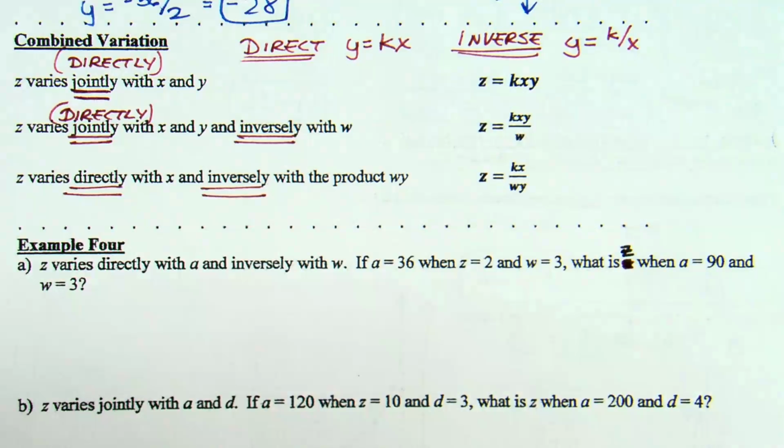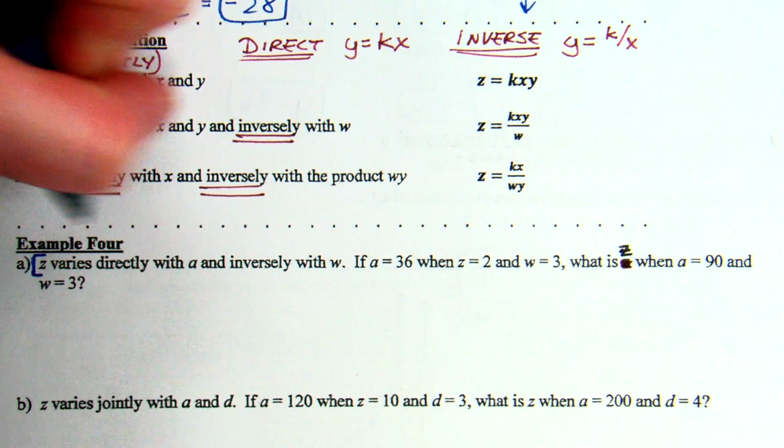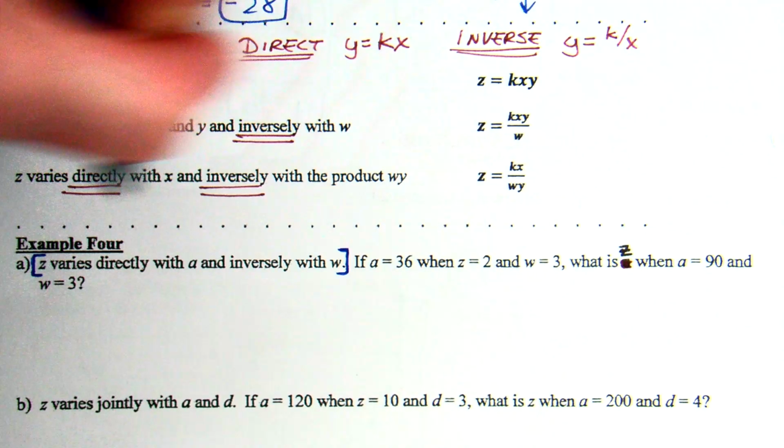Okay. So, let's read it. Z varies directly with A and inversely with W. If A equals 36 when Z equals 2 and W equals 3, what is Z when A equals 90 and W equals 3? Okay. Reread it if you need to. I'm going to break this down into pieces. First statement only.